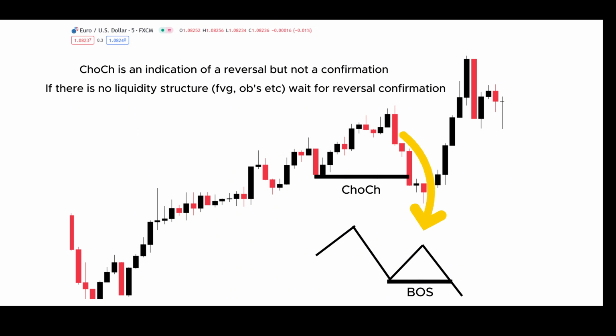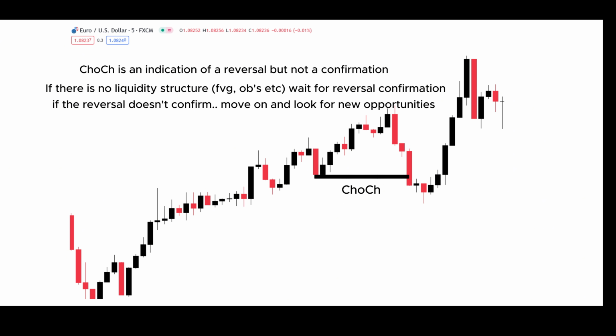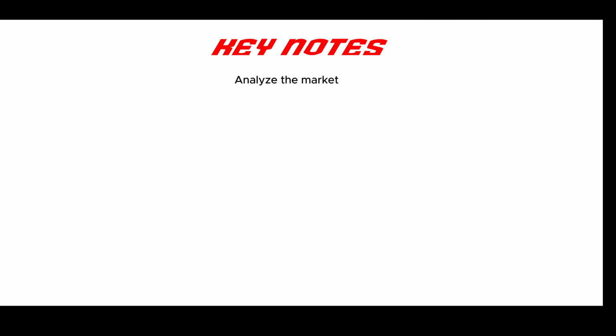And if we can't find that liquidity structure even on the second try, we can just give up trying in that moment and wait for the market to give the high-quality opportunity. Keep in mind, patience is crucial when trading. So the keynotes you need to know are the following.